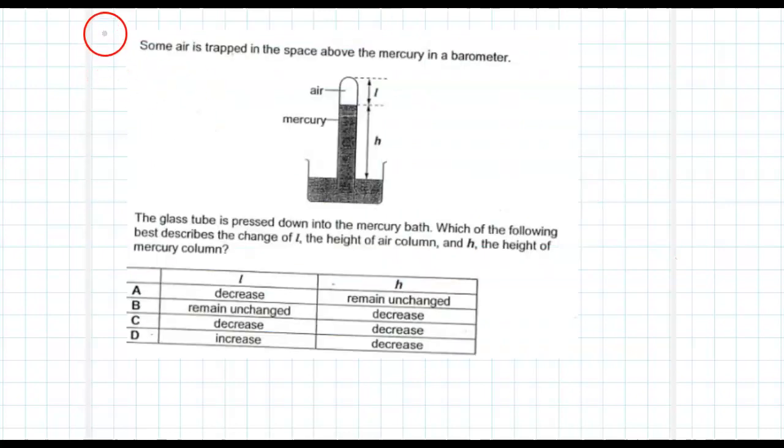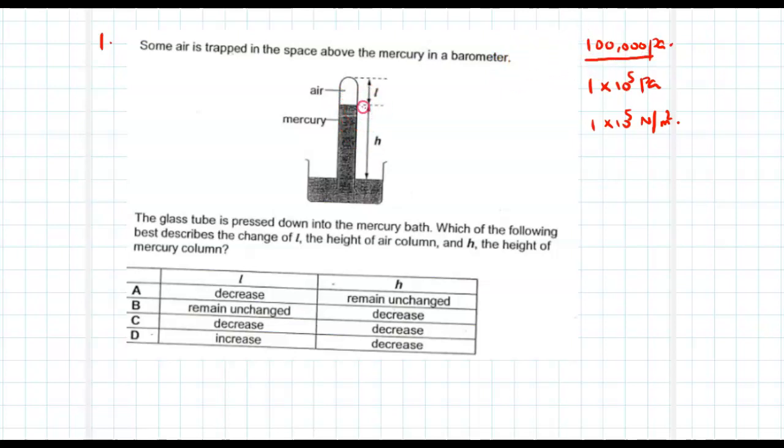Here, the first question I have selected is from atmospheric pressure. It is a barometer, and the barometer is the instrument to measure the atmospheric pressure. At sea level, the atmospheric pressure is almost 100,000 Pascal, 1 times 10 to the power 5 Pascal, or 1 times 10 to the power 5 Newton per meter square. These are all units of pressure. And with this barometer, how do they calculate this 100,000 Pascal?